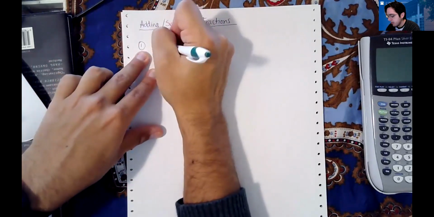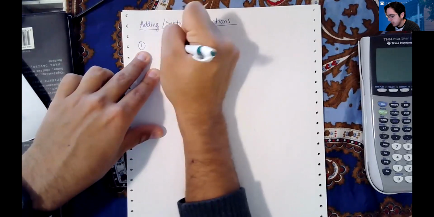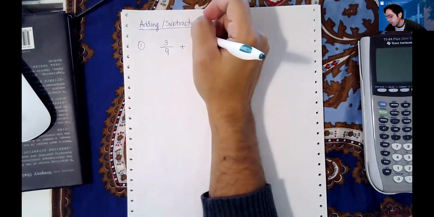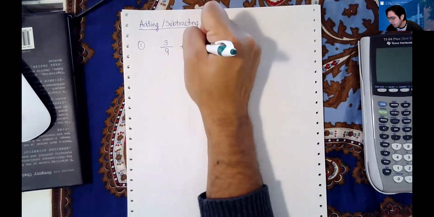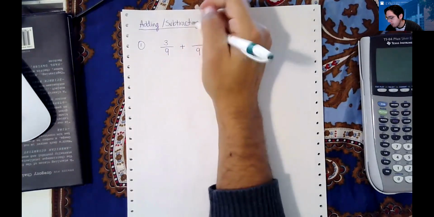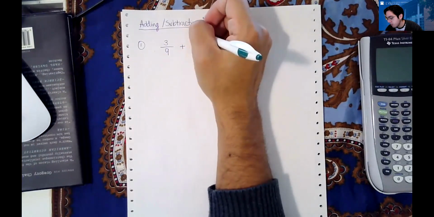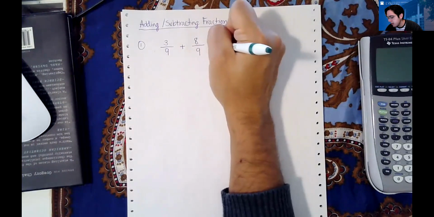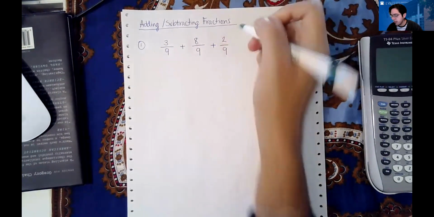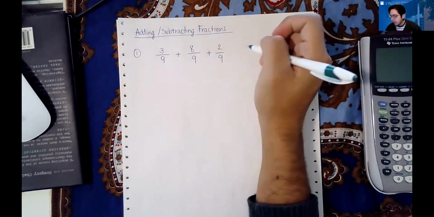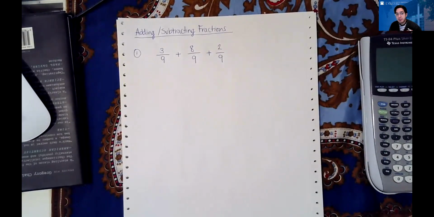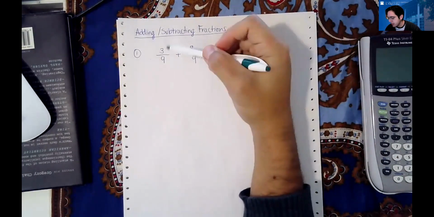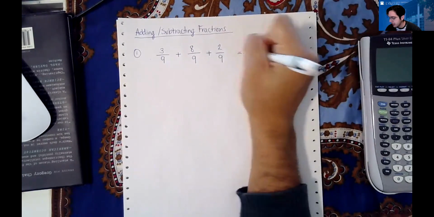Let's go with 3/9 plus 8/9 plus 2/9. Okay. What should I get when I add these fractions together? 13/9. Is it 13/9? So that's, yeah, 11, 12, 13. Yeah, 13/9.